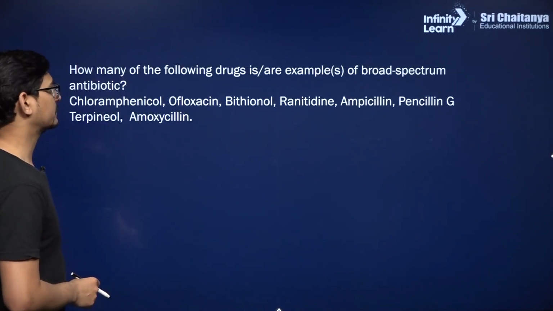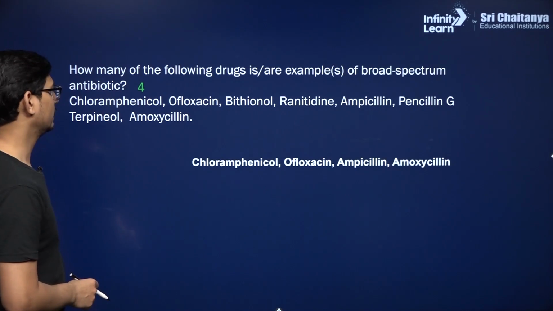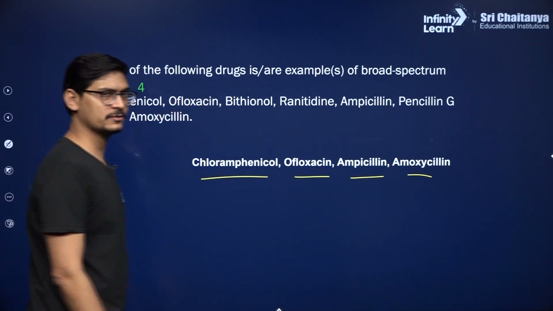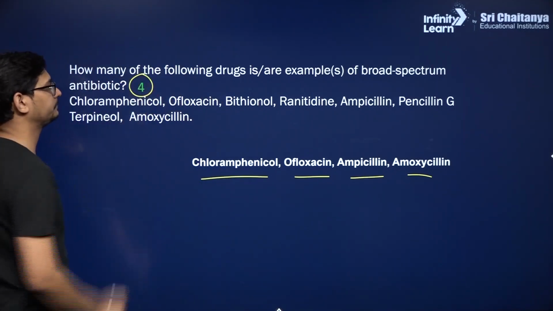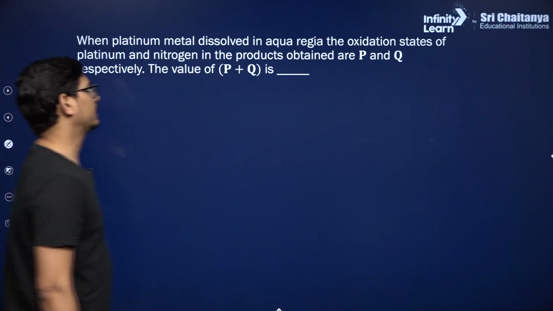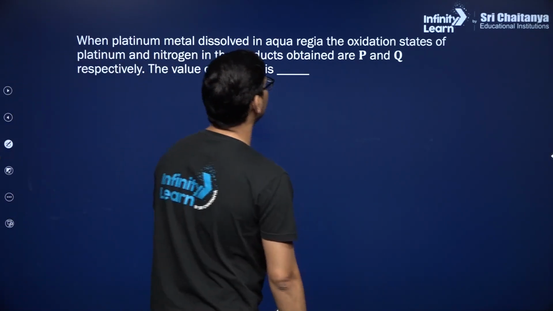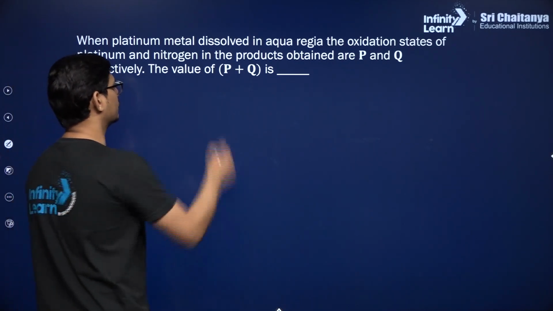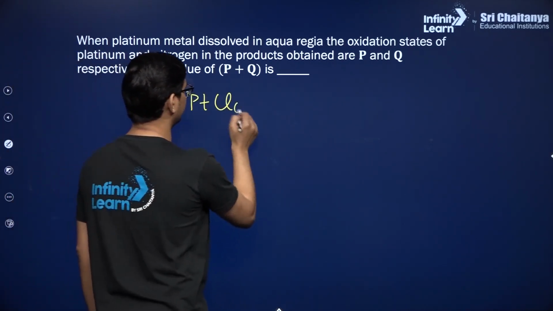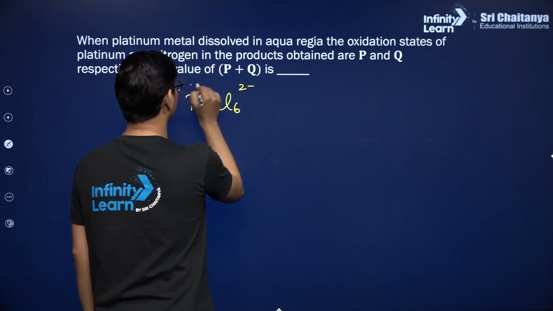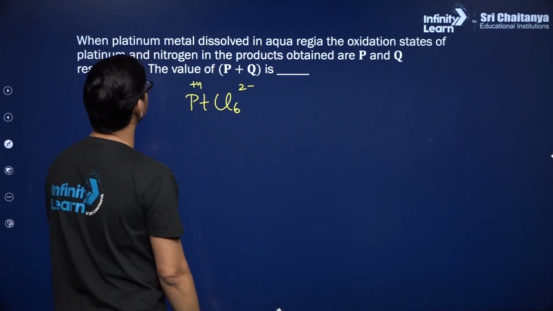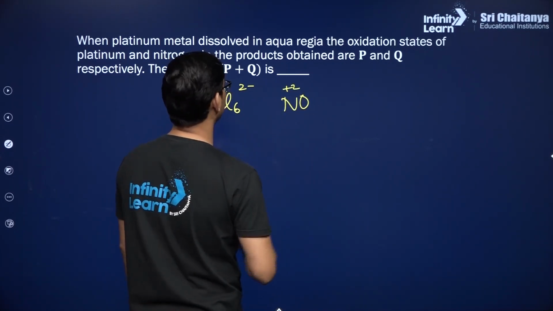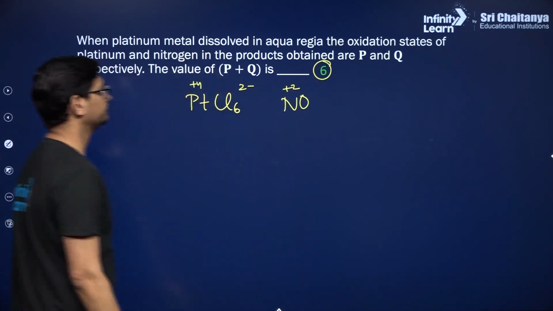How many of the following drugs are examples of broad spectrum antibiotics? So chloramphenicol, ofloxacin, ampicillin, amoxicillin, a memory based question. 4 is the correct answer. When platinum metal is dissolved in aqua regia, the oxidation states of platinum and nitrogen in the products are asked. Platinum when dissolved in aqua regia forms this. The oxidation number is +4 and nitrogen forms nitric oxide. Oxidation number is +2. So the sum of P and Q is 6.